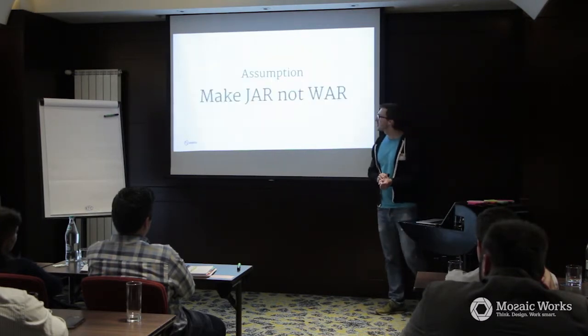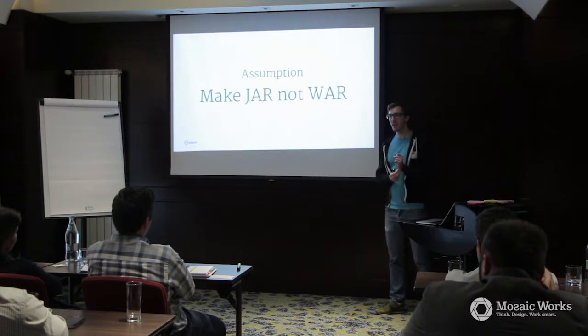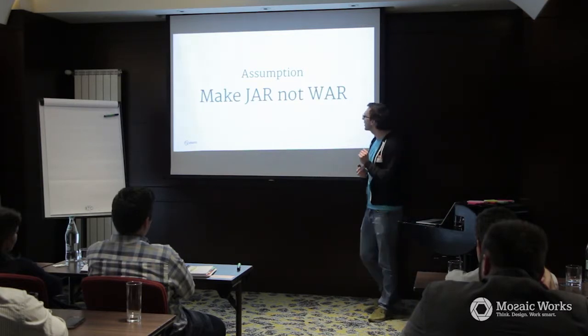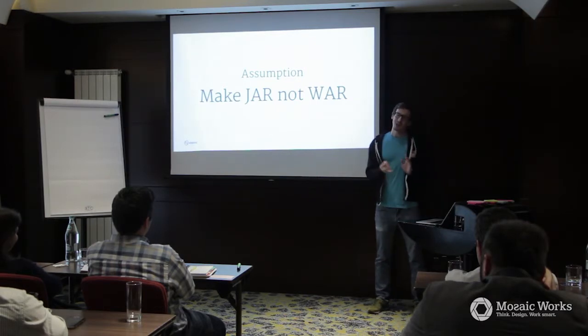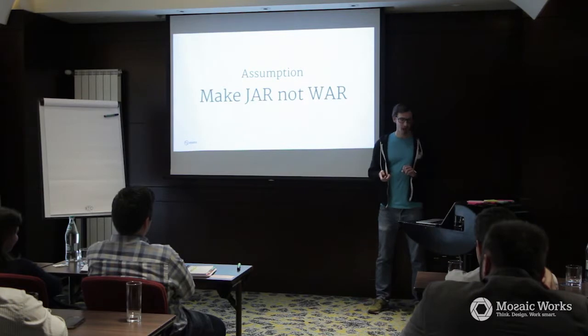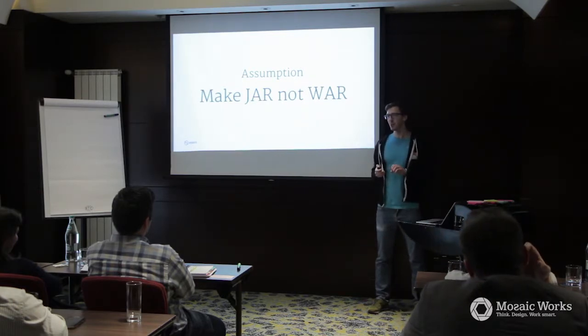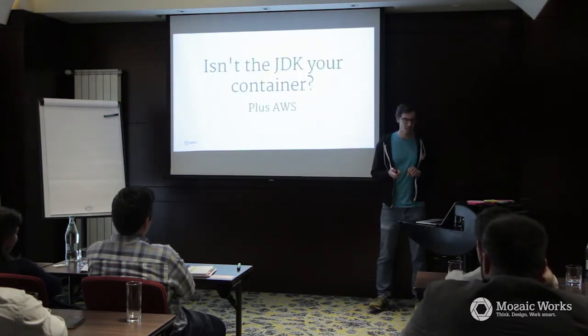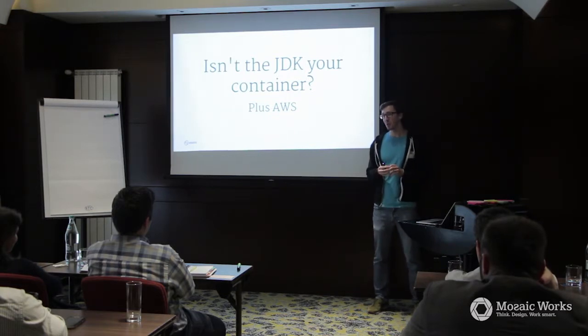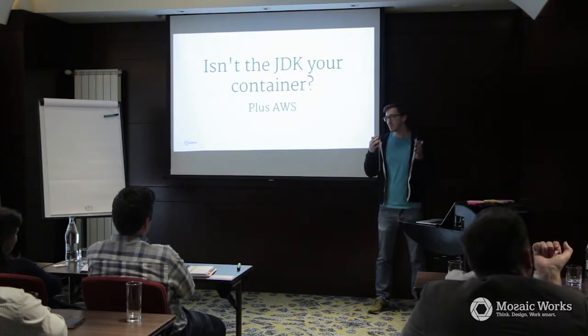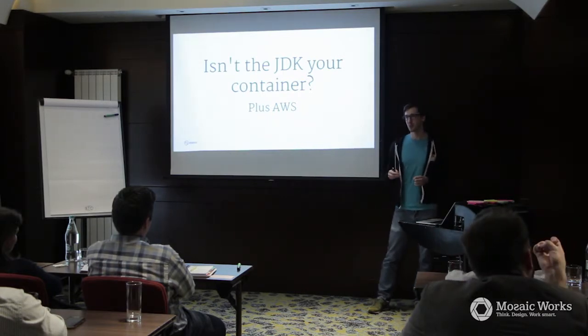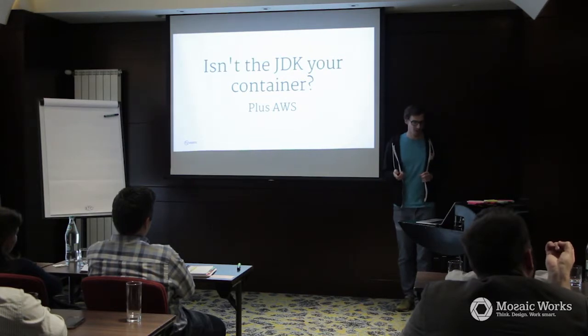And then there's this assumption. I hope there are not too many Java EE people here, but I always say, make jar, not war. So you build one big jar file and you don't need an application server anymore. And then if you have an AWS image with the JDK, that's pretty much like a container, because you have all your dependencies in your jar file, they don't change anymore. You don't have any big external dependencies, so maybe you don't even need containers for that.